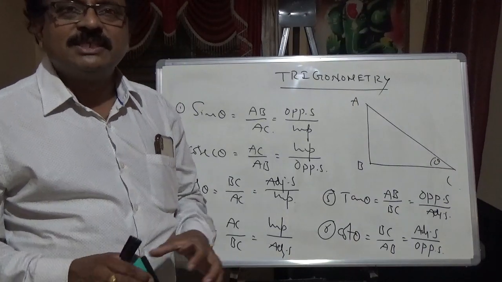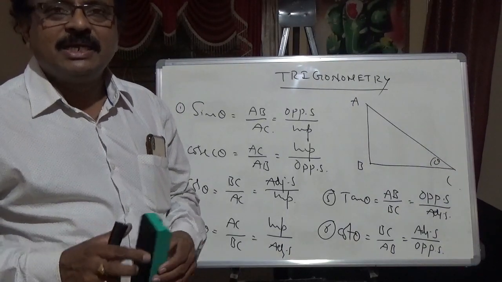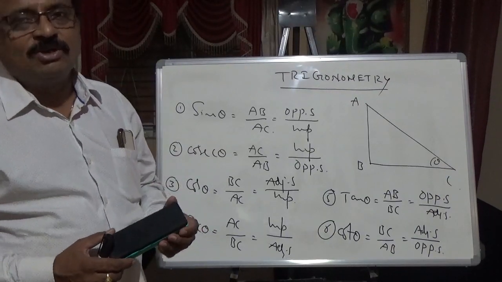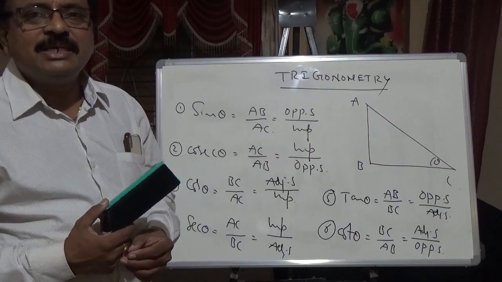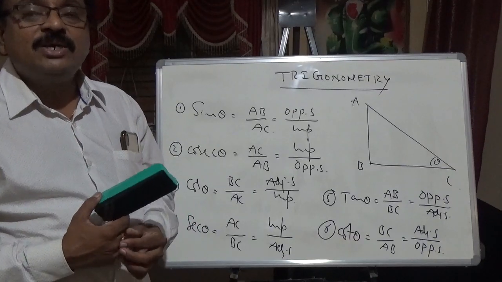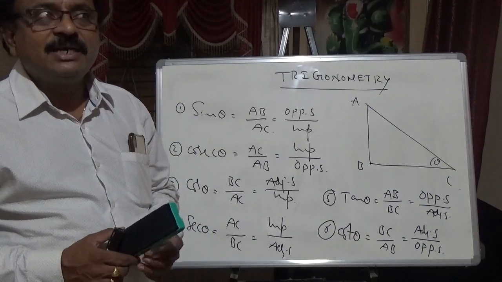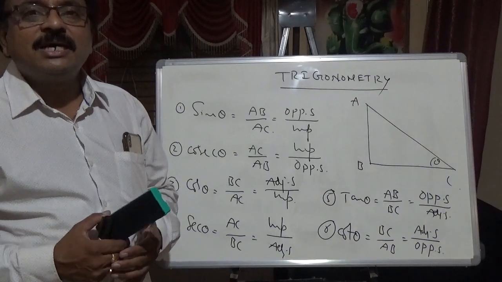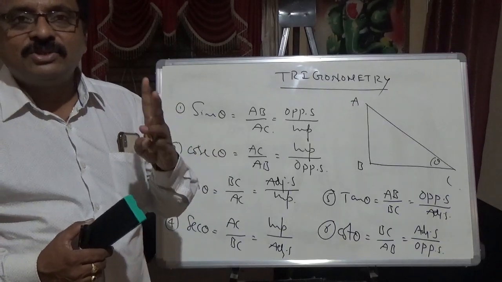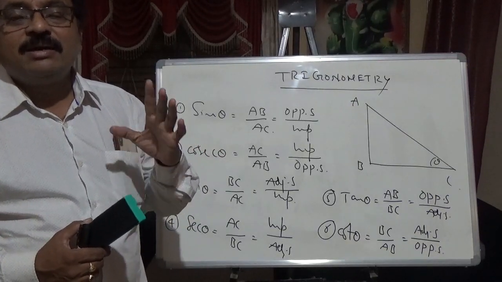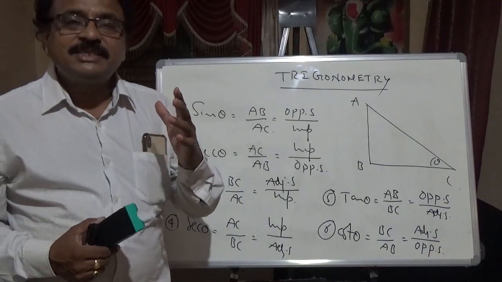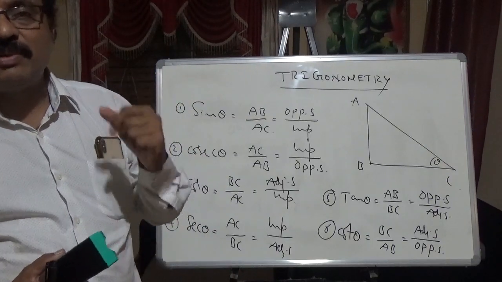Today we are going to discuss the trigonometry chapter. First of all, the introduction is very important. What is trigonometry? Trigonometry is the subject that deals with three sides and three angles. It is a Greek word: trigonon and metron. Trigonon means three sides and three angles. Metron means measurement. So we are measuring the three sides and three angles. We are discussing that part.